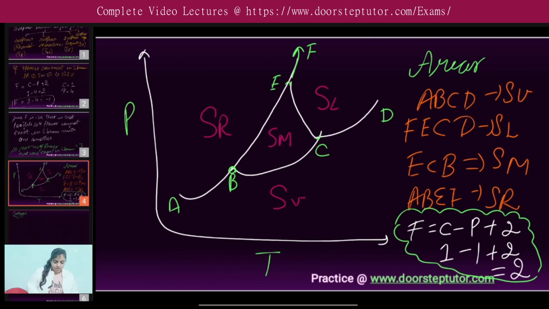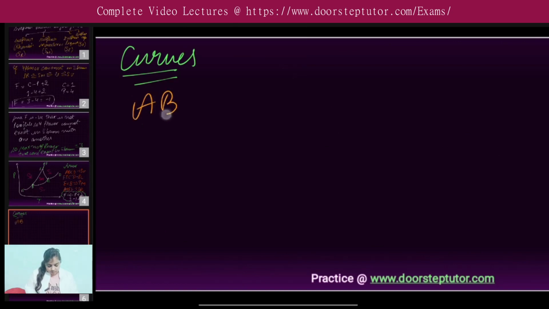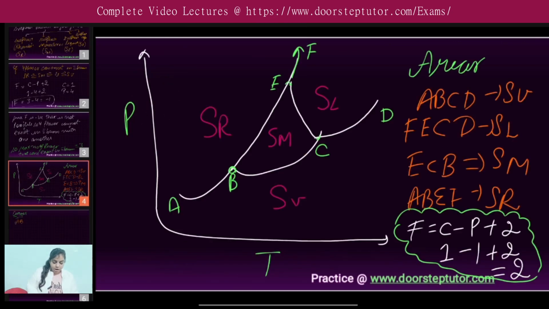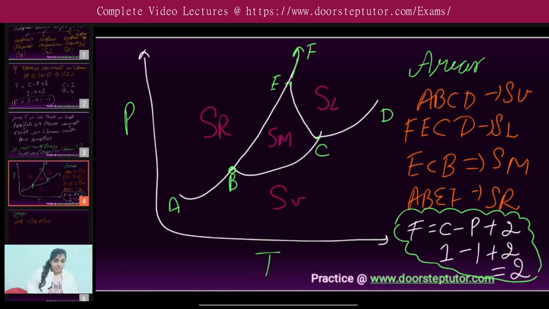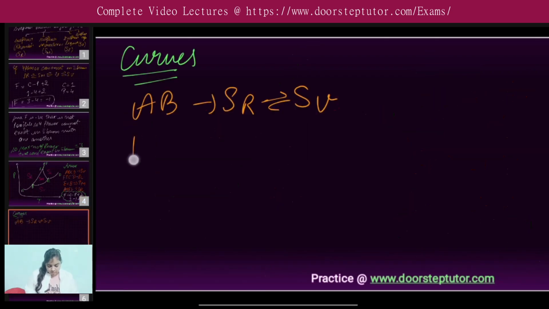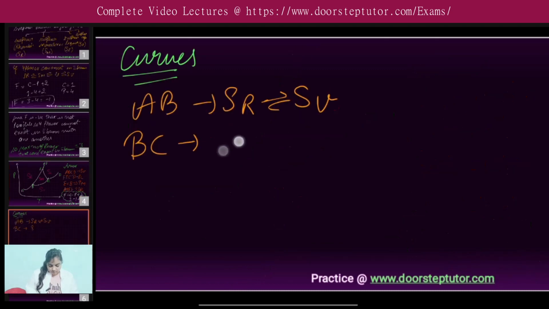The next thing is about the curves that are present. Here we have the AB curve, a curve representing an equilibrium between the rhombic and the sulfur vapor. So along the AB curve, the rhombic is in equilibrium with the vapor phase, right? The next curve is the BC curve, representing an equilibrium between the monoclinic and the vapor phase. So here monoclinic is in equilibrium with the vapor phase, right?